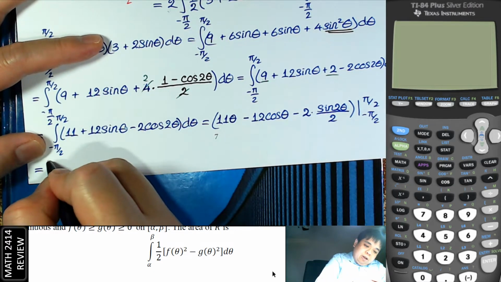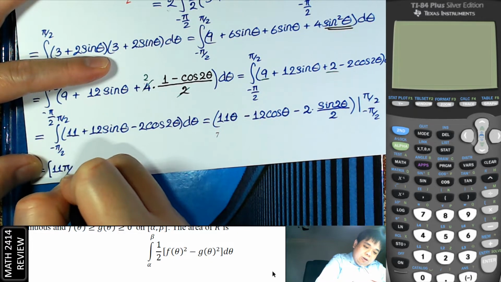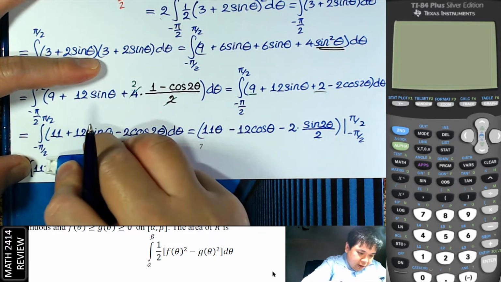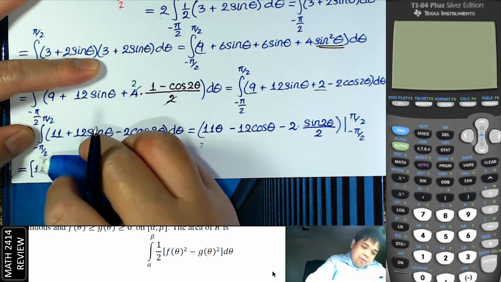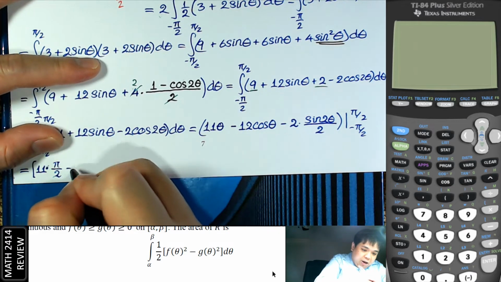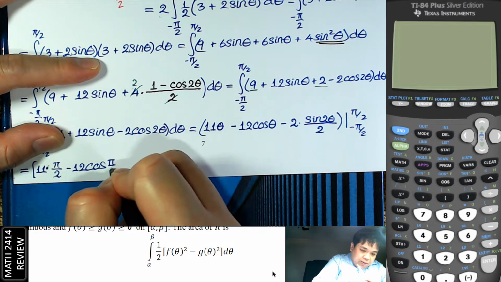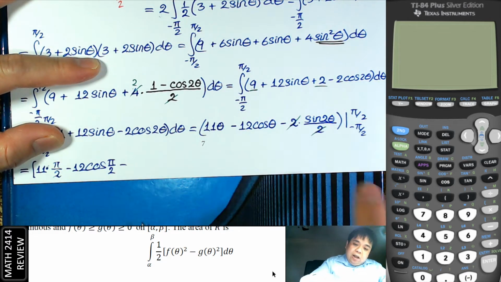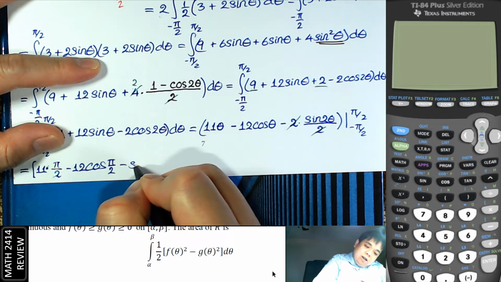Right, substituting, we have 11 pi over 2, that is 11 times pi over 2, minus 12 cosine theta where theta is pi over 2, and 2 and 2 cancel out. Sine of 2 theta, where theta is pi over 2, so 2 and 2 cancel, so minus sine of pi.